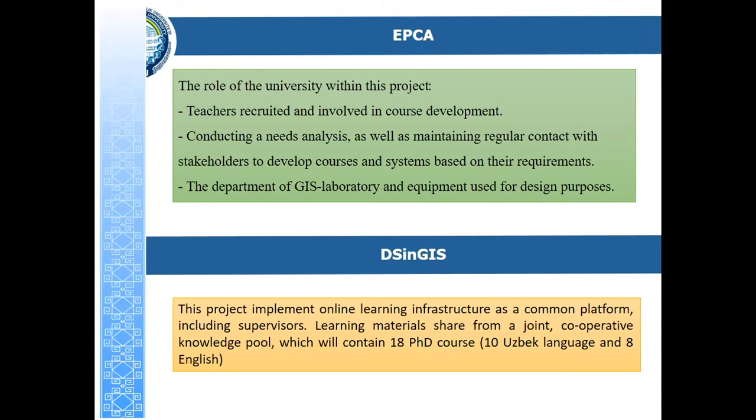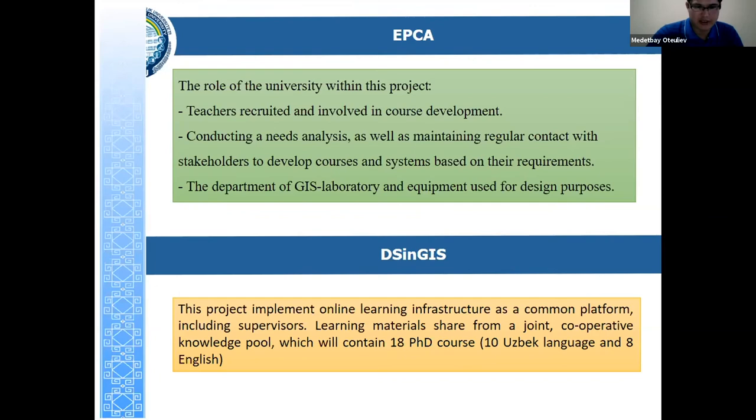Дальше, роль университета в рамках данного проекта – это набор, привлечение преподавателей и их участие в разработке курса, проведение анализа нужд, также поддержание регулярных контактов с заинтересованными сторонами для разработки курсов и систем на основе их требований. И кафедра, лаборатория ГИС и оборудование, использованное для целей проекта.